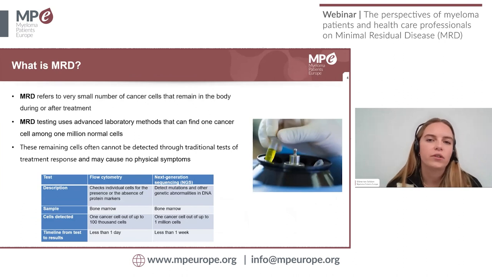Before we begin, I would quickly like to give a brief overview of what minimal residual disease is, before going into the rationale and methods of our research project. MRD refers to a very small number of cancer cells that remain in the body during or after treatment. MRD testing, such as flow cytometry and next generation sequencing, uses advanced laboratory methods that can find one cancer cell amongst 1 million normal cells in a bone marrow sample. These remaining cells often cannot be detected through traditional tests of treatment response and may cause no physical symptoms.